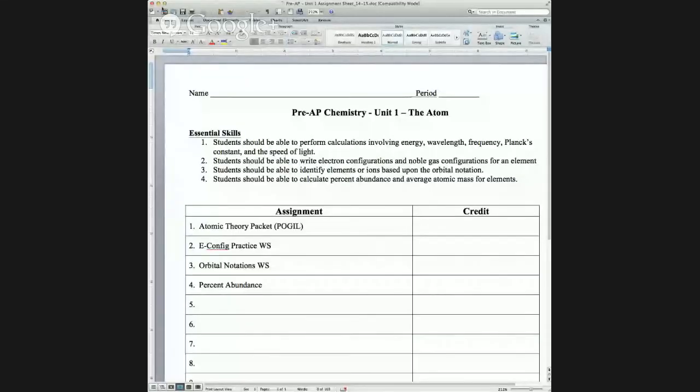The second essential skill is students should be able to write electron configurations and noble gas configurations for an element. This is actually fairly easy. I think that most of you are probably getting it, but I'm going to go over it with you because I want to make sure that you get it. So let's just pick some random element that I like to talk about. Let's do phosphorus.